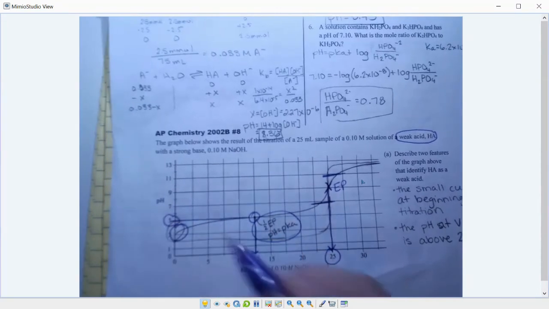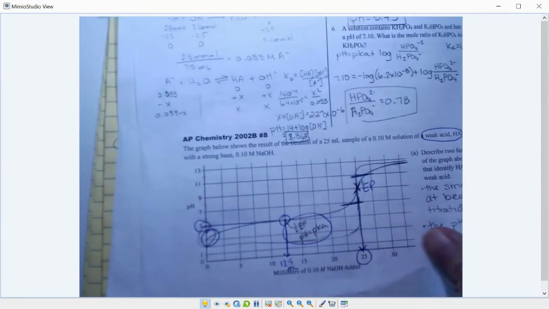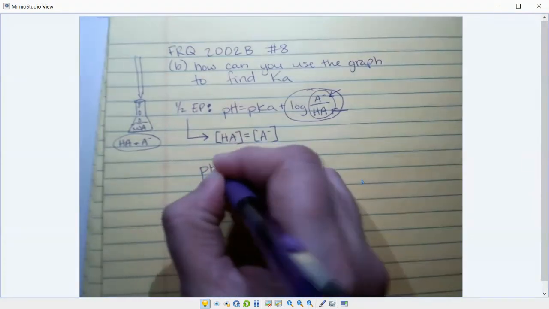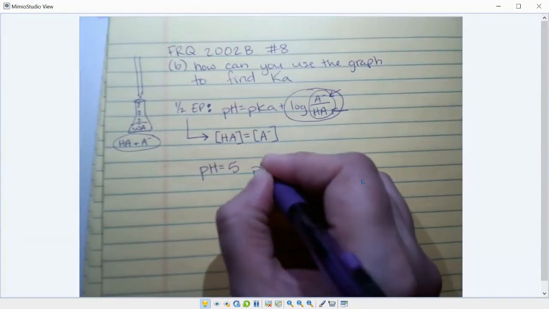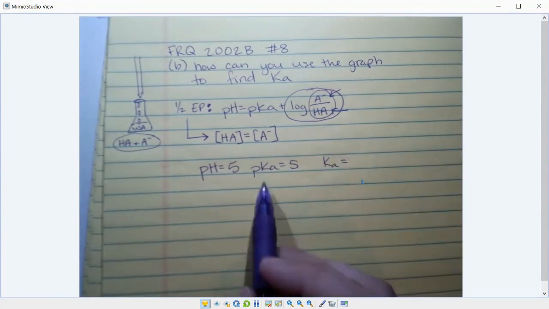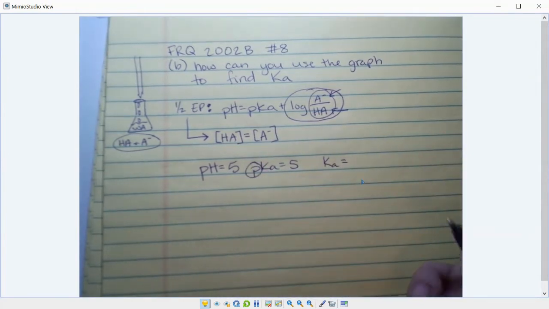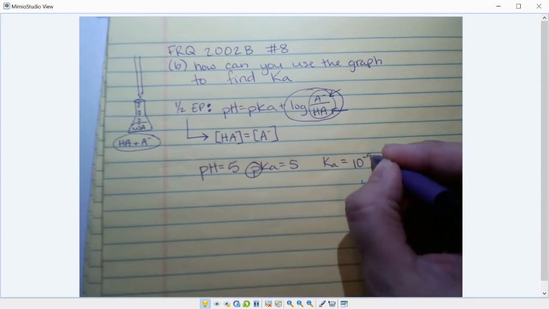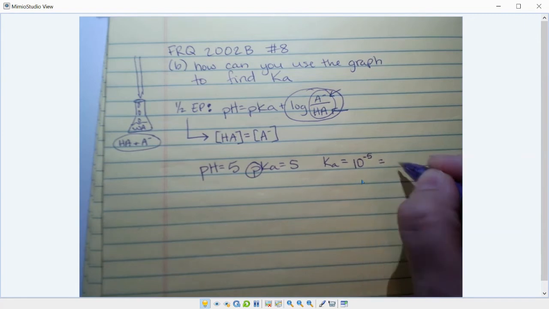So if we're at the half equivalence point, we know pH equals pKa. Well, we can find the pH just by interpreting the graph. So the pH is happening here at 5, it looks like to me, at that half equivalence point. So if the pH is 5, that also means the pKa is 5. And remember, putting a P on something just means to take the negative log of it. So to go in the reverse direction, we would do 10 to the negative 5, which would make this 1 times 10 to the negative 5 for the Ka.